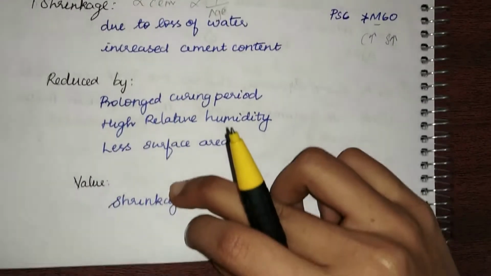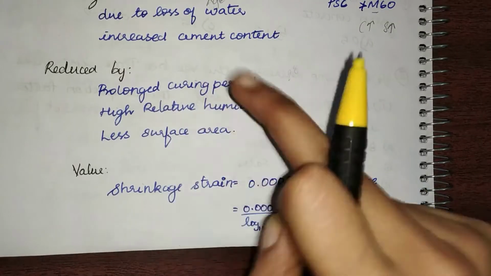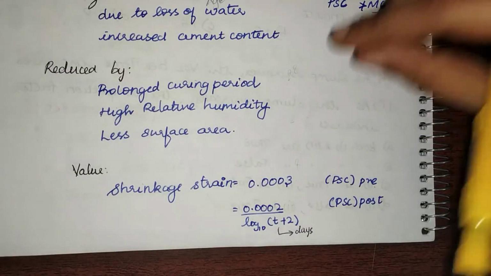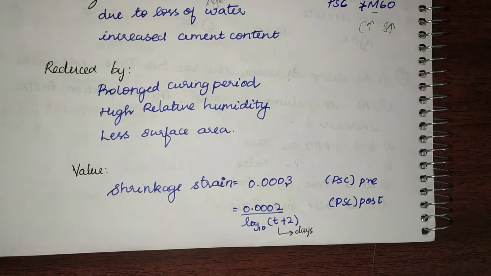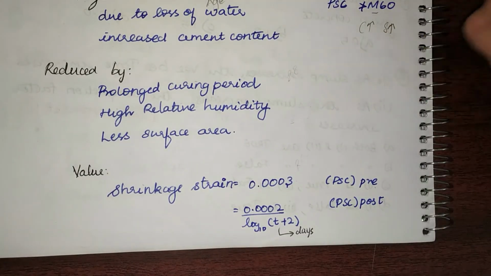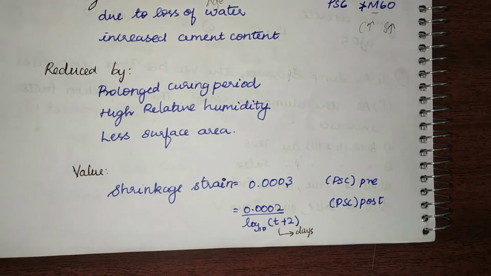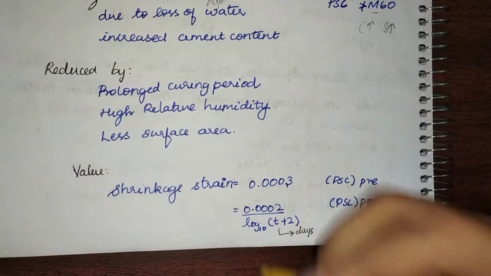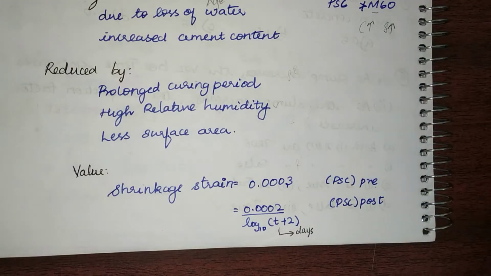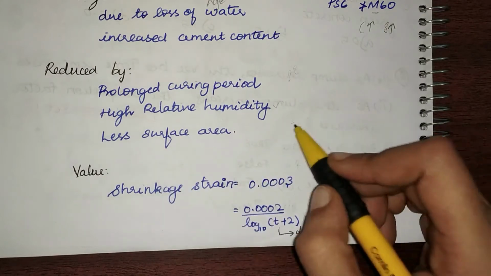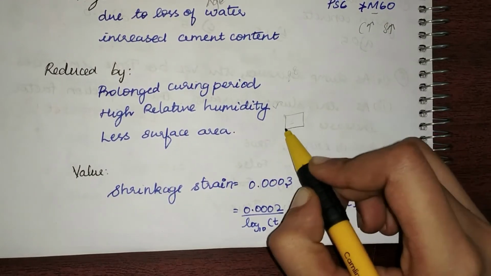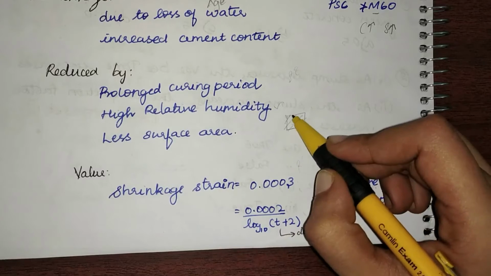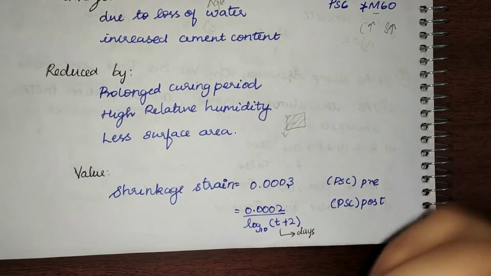So shrinkage can be reduced by prolonging the curing period. This is not practical, but shrinkage happens due to loss of moisture, so this can be avoided by prolonging the curing period. Next is if the concrete is placed in high relative humidity. High relative humidity means high moisture content will be present in the air and therefore the loss of water will be less. Next, less surface area. This makes sense because the lesser the area exposed to the environment, the lesser will be the shrinkage.